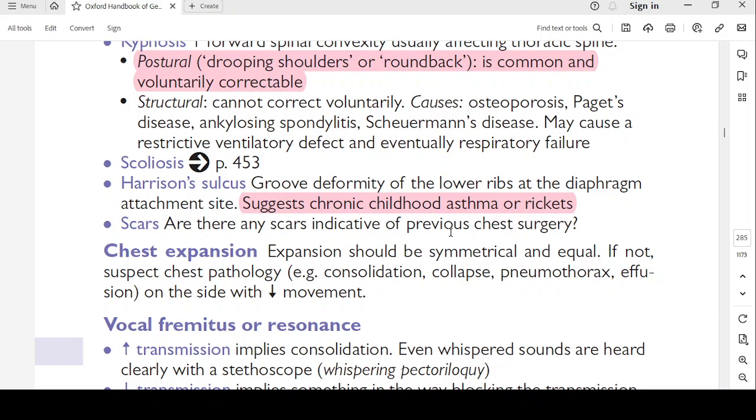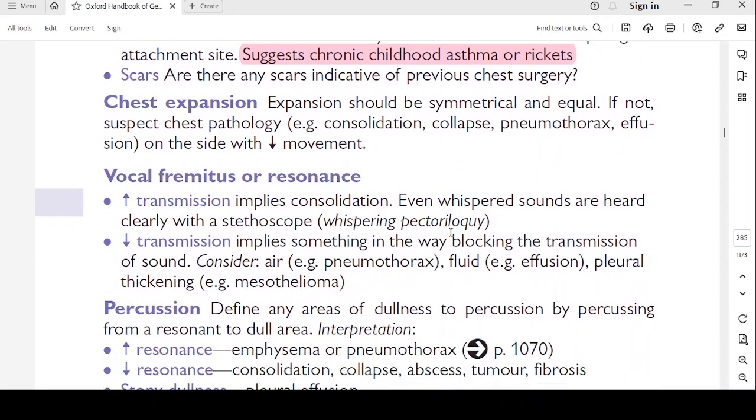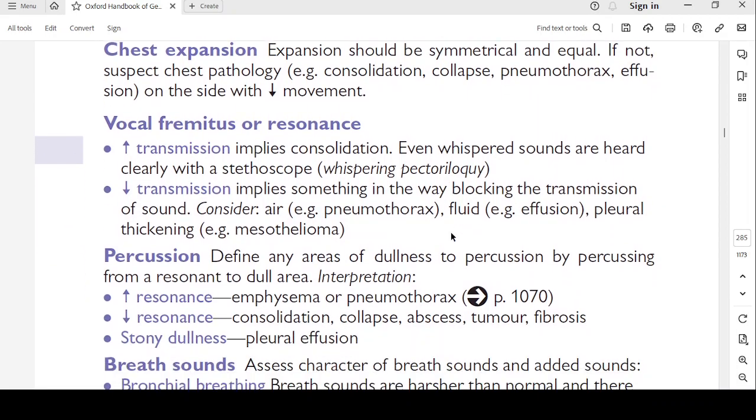Scars: there are many scars indicative of previous chest surgery. Chest expansion should be symmetrical and equal. If not, suspect a chest pathology: consolidation, collapse, pneumothorax, effusion on the side of decreased movement. Vocal fremitus or resonance: increased transmission implies consolidation. Even whispered sounds are heard clearly with a stethoscope.